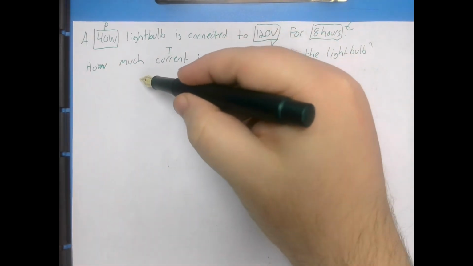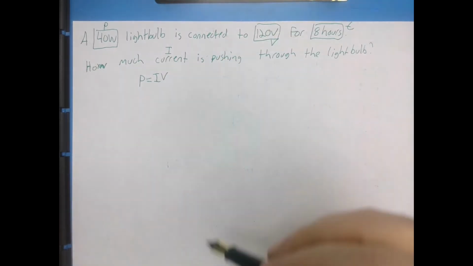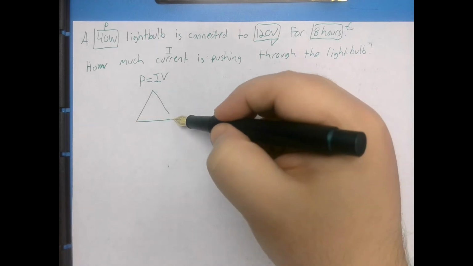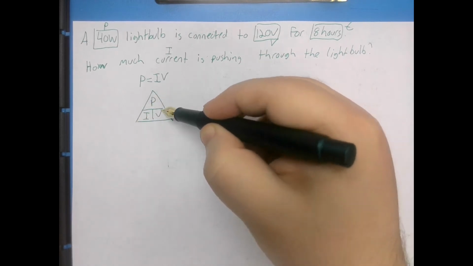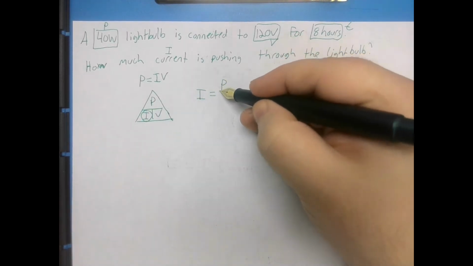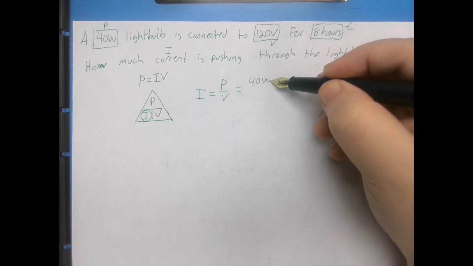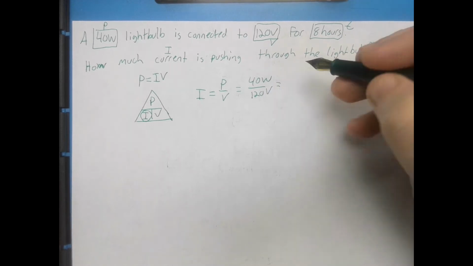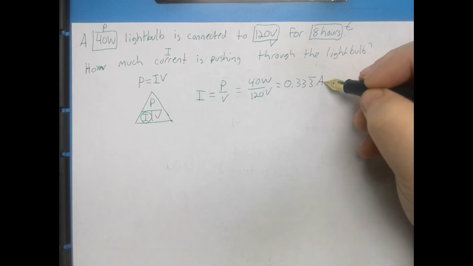So this is going to use power is equal to current times voltage, which we can make a nice triangle from. Power is equal to current times voltage. Current is thus power over voltage. So 40 watts divided by 120 volts, and that's 0.333 and so on amps.